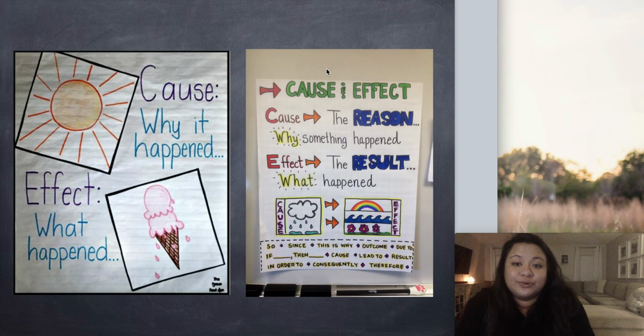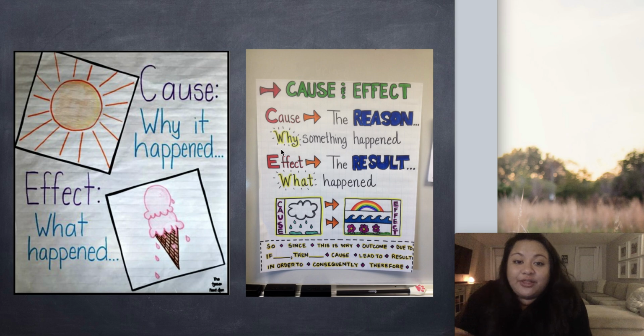I have two anchor charts here. The one on the left, the first one, has the sun and the ice cream cone that's melting. It has two definitions too. It says cause, why it happened, and then effect, what happened. Beside the cause, we have a picture of the sun. So we could say the cause was that it was really hot outside. And below, we have the picture of the melting ice cream. We can say that the effect is because it was really hot outside, the cause, the effect was the ice cream melted.